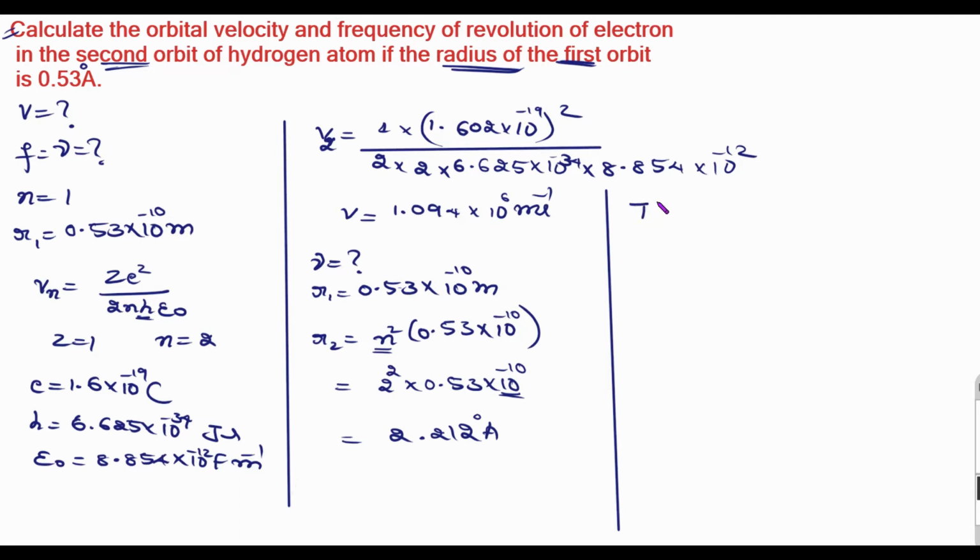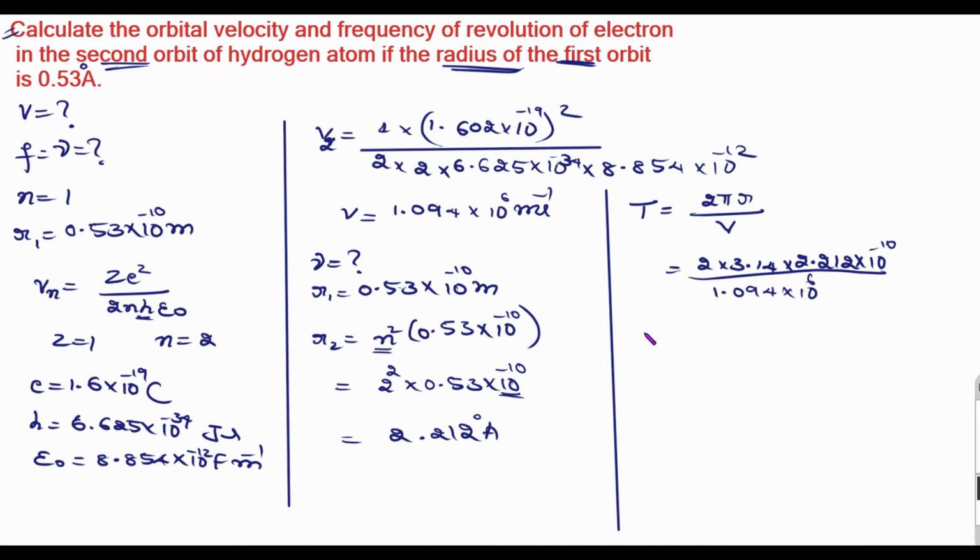First, the period, time. T is given by 2 pi r, which is the circumference, divided by v. So 2 into 3.14 into the value of r, 2.12 into 10 to the power of minus 10, divided by the value of v, which is here 1.094 into 10 to the power of 6.